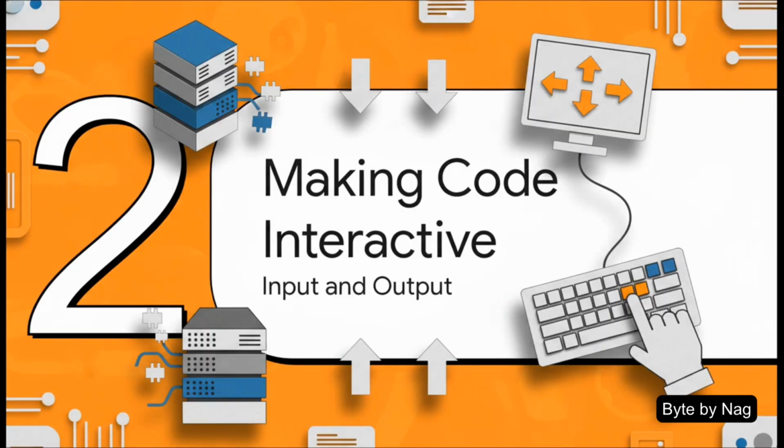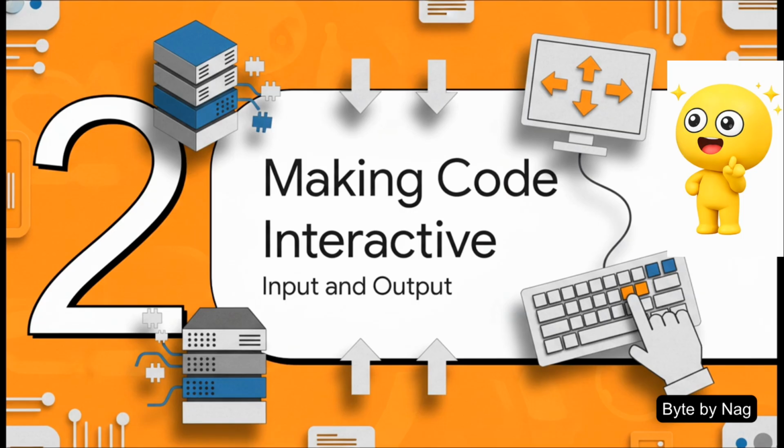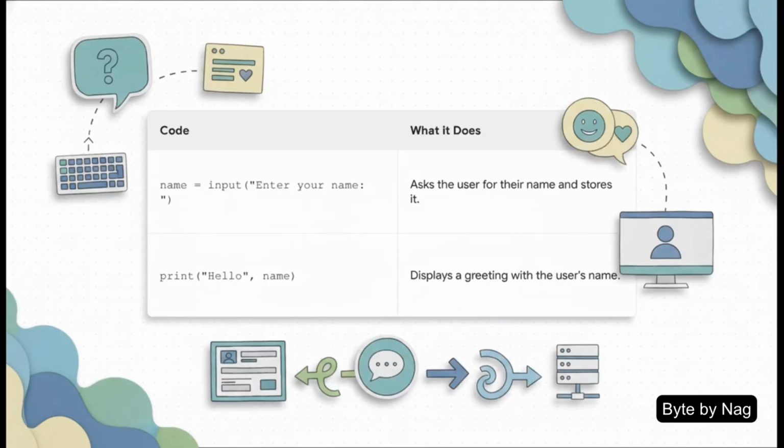Okay, so we can store data in boxes. Cool. But it's kind of boring if our program can only talk to itself, right? So the next step, the really exciting step, is to make our code interactive, to actually get information from a real person and show them something back. This is how you have a real conversation with code.